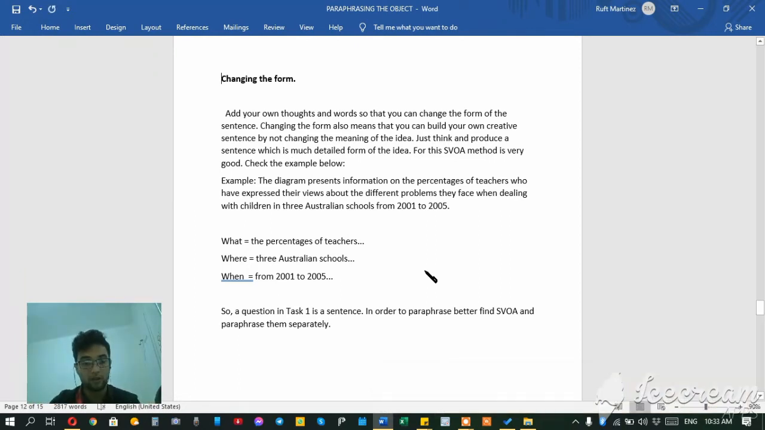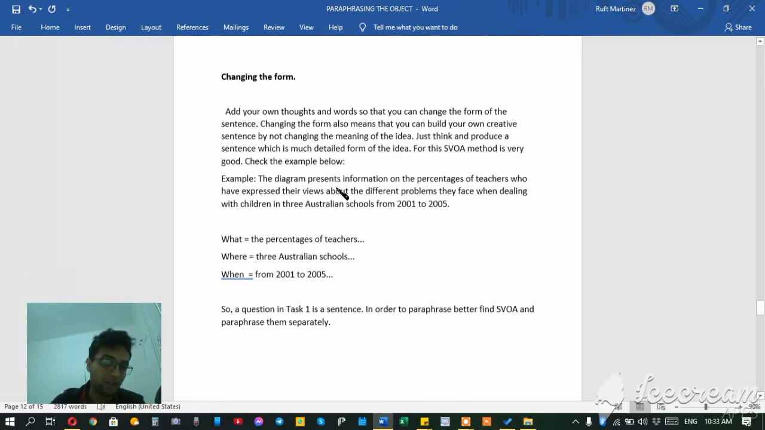You just have to show the examiner that you understand the question and you write the question, the idea, with your own words. And to write with your own words, you need some vocabulary and some grammar, right? So just think and produce a sentence which is a much more detailed form of the idea. So this SVOA method is very good. Now check the example below.